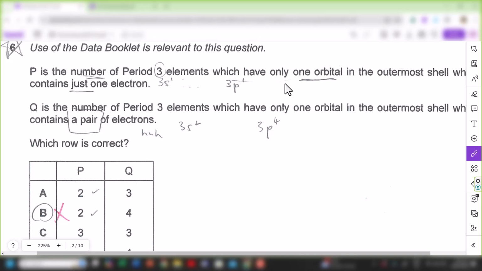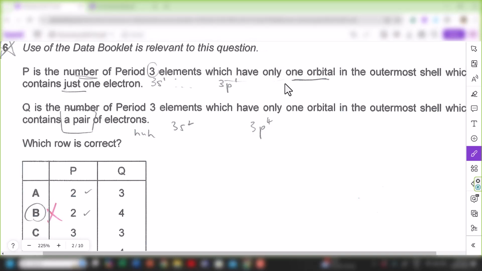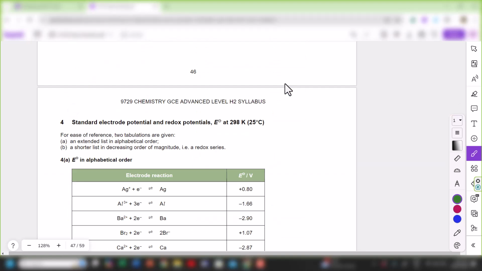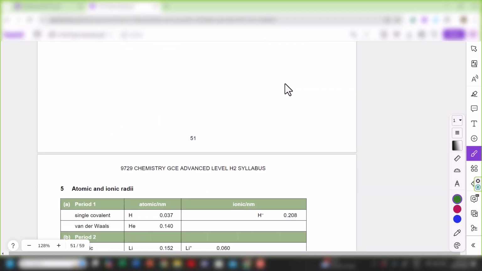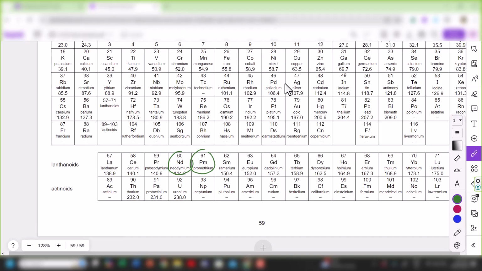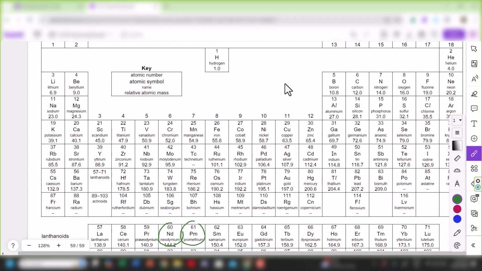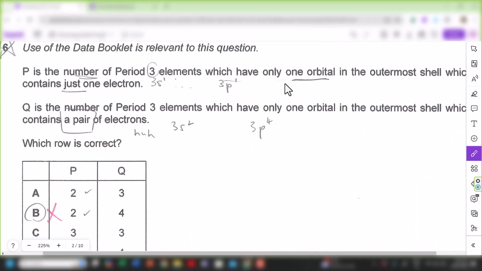Alright, so what is the simplest way to tackle this question? Is to look at the periodic table, of course. Go all the way to the end. Okay, over here, we look at period 3. So from sodium all the way until argon. Let us try to write out the electronic configuration. If you wish to, you can. If not, if you can count in your head, you can do so. But for illustrative purposes, I'm just going to write out everything.